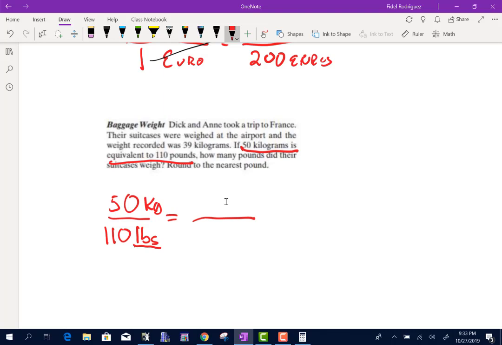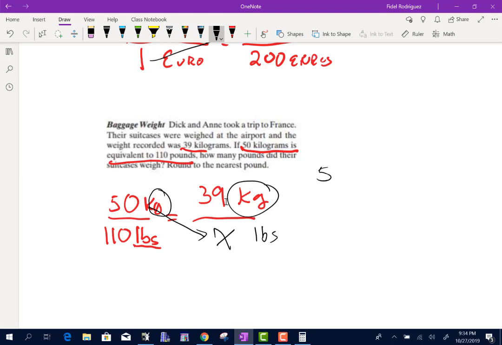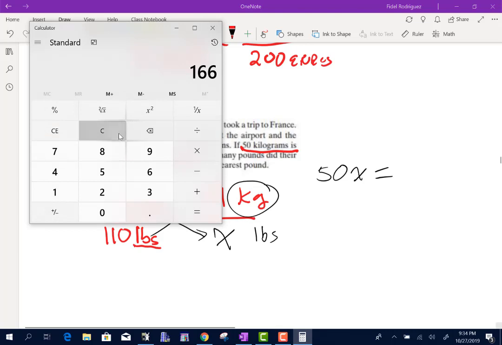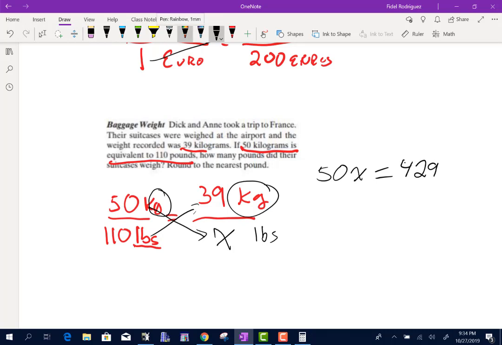And we know that their suitcase weighed a total of 39 kilograms. So again, guys, one thing I want to mention here, kilograms on the top, kilograms on the top. We're trying to figure out how many pounds it was. So again, I'm going to cross multiply once again. So x times 50, so 50x. Then we're going to take 110 times 39. So let me grab my calculator again, clear that out. 110 times 39 gives me 4,290. So let's write that here, 4,290.